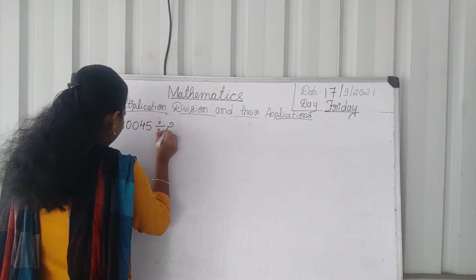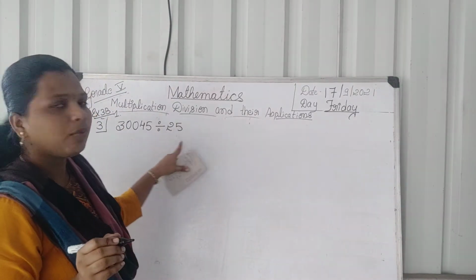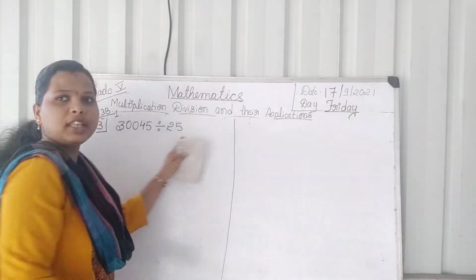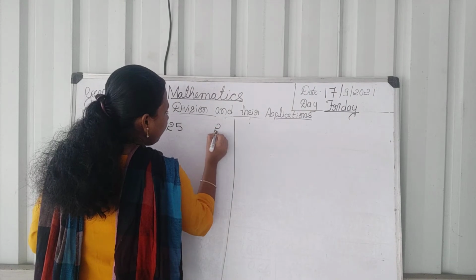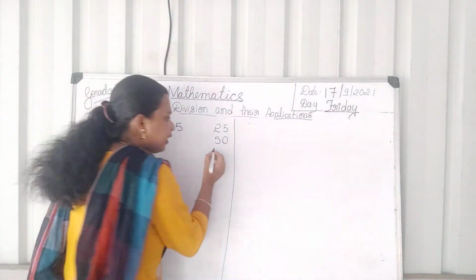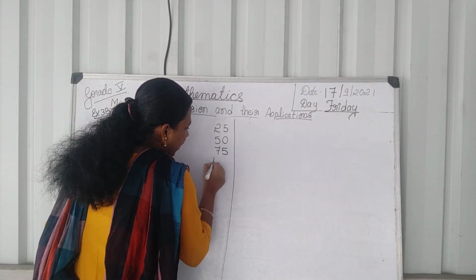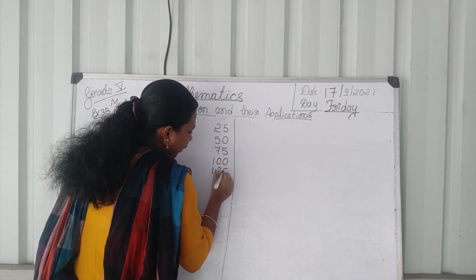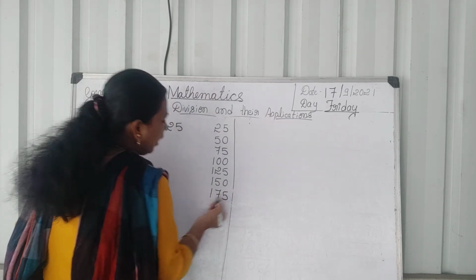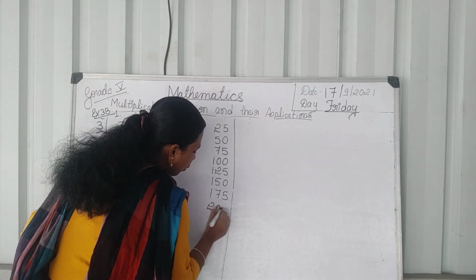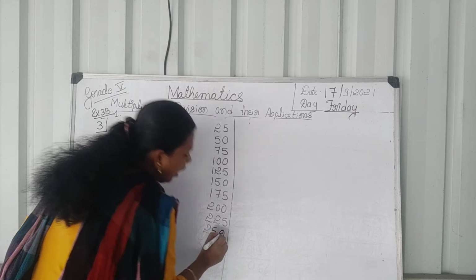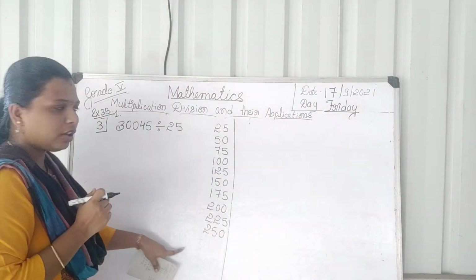30,045 divided by 25. First, write down the tables on the right side of your page or in the working column. 25 ones are 25, 25 twos are 50, 25 threes are 75, 25 fours are 100, 25 fives are 125, 25 sixes are 150, 25 sevens are 175, 25 eights are 200, 25 nines are 225, 25 tens are 250.